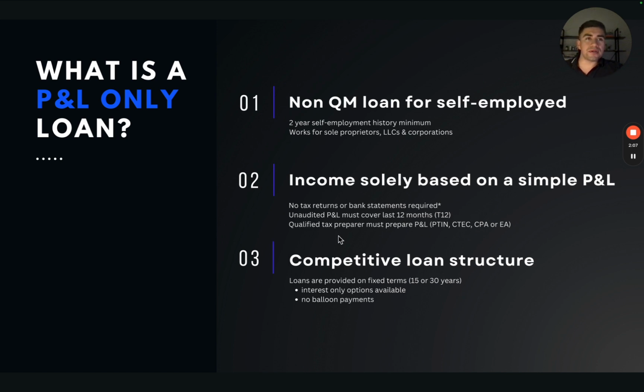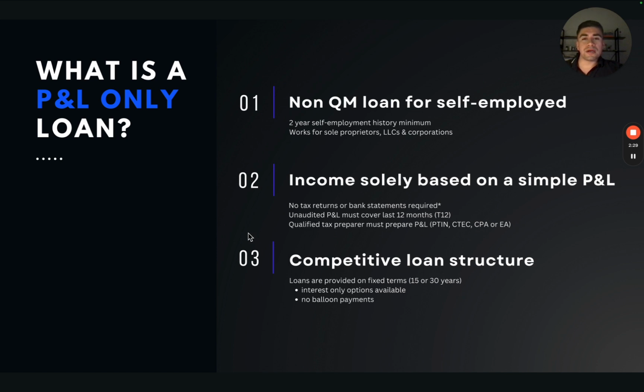Now, the caveat here is that the P&L must be prepared by a qualified tax preparer. Okay, so the tax preparer that you're using must have a valid license. Okay, and these are the licenses that are acceptable. You can have, or they can have a PTIN, CTEC, CPA, or EA license.